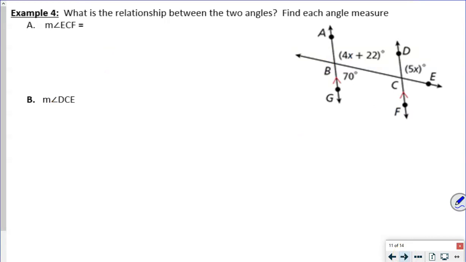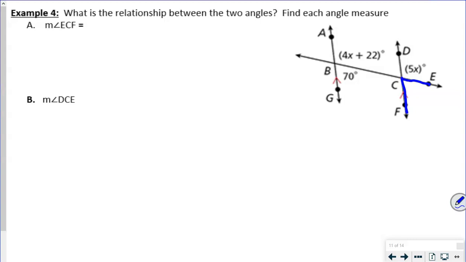All right, so here's our example 4. What is the relationship between the two angles? It says to find the measure of each angle. So the first thing we want to do is figure out what the relationship is. So we're looking for ECF. So where is ECF? It's down there, right?